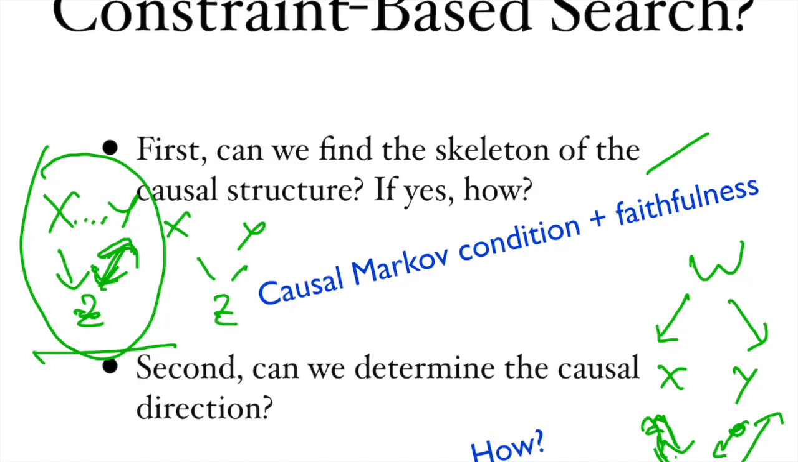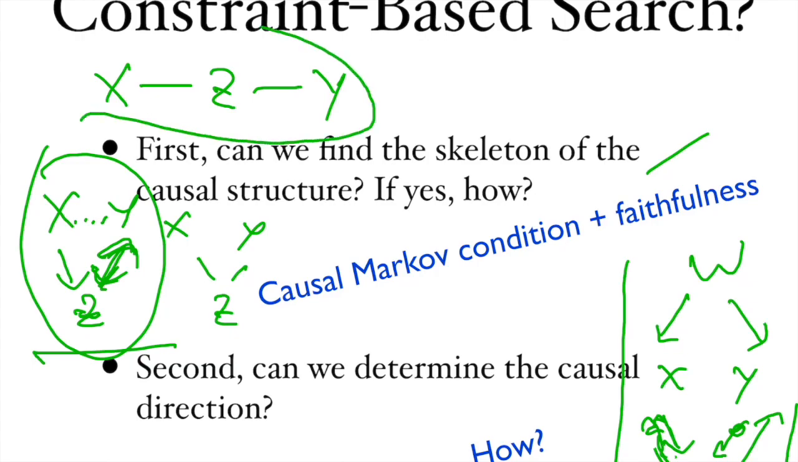We've determined that X and Y are not adjacent, so that means there is something in between them. In this example, we have W, the fourth variable. And in the first example, if the causal directions go this way, we have the empty set in between, because X and Y are conditionally independent given the empty set. They are marginally independent.